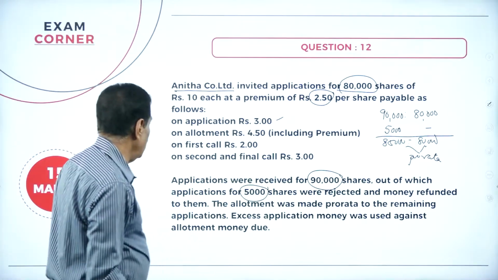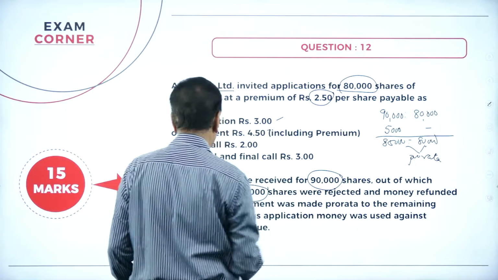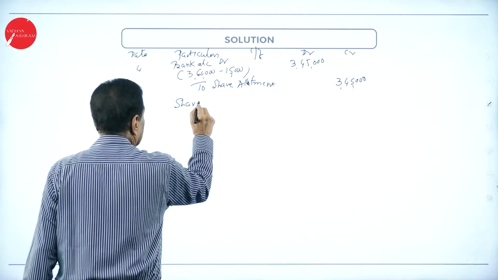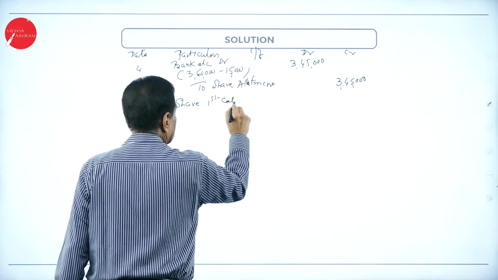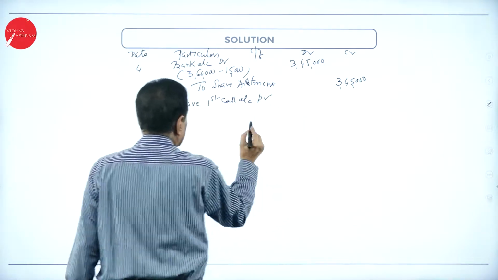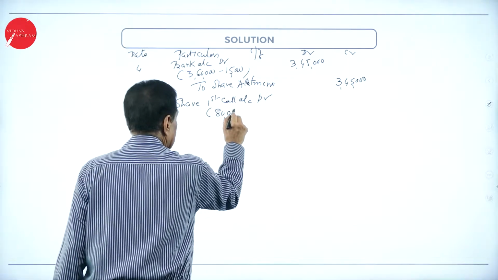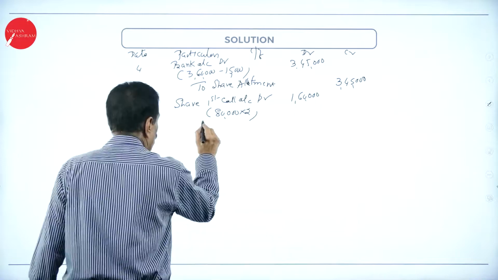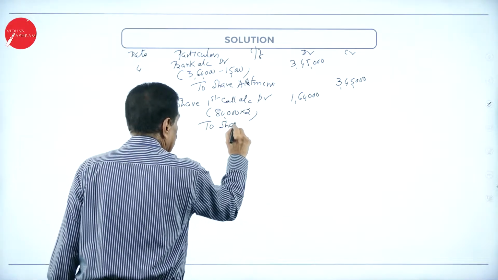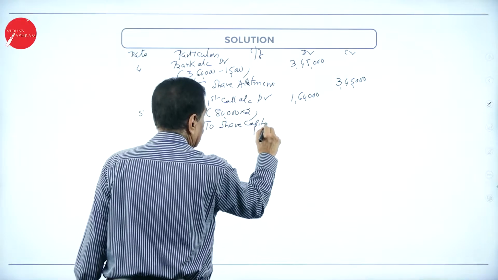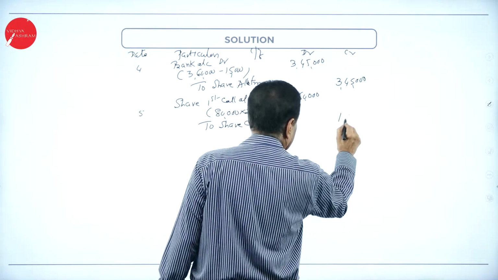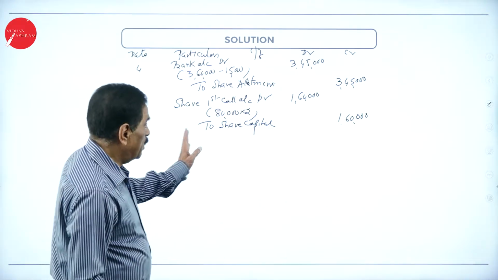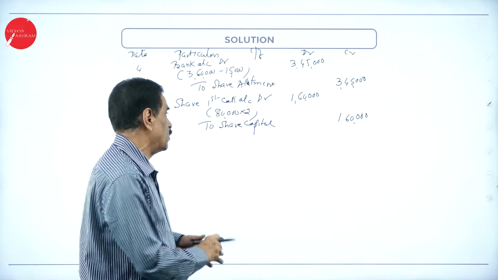What's the value of the first call? First call is 2 rupees. Due entry. Share first call account debit, 80,000 into 2, 1,60,000, to share capital 1,60,000. Due entry. You have to receive on the first call how much money? Share first call account debit to share capital account. Due entry.